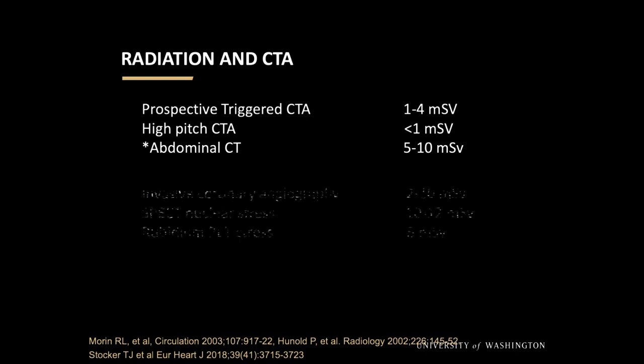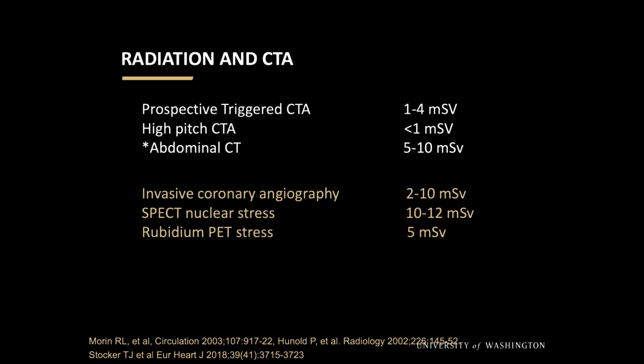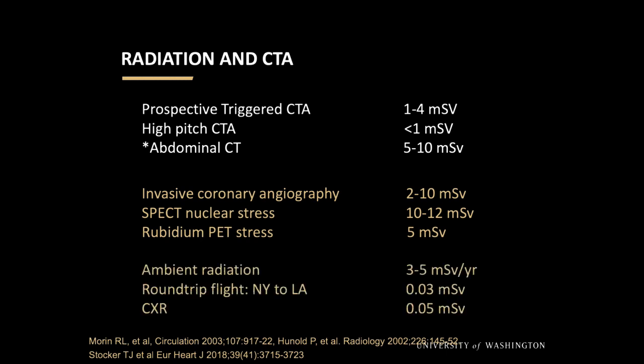And if we compare that to our standard nuclear imaging or other diagnostic tests, you can see with a SPECT nuclear stress, it's 10 to 12, and then rubidium PET is around 5. So I think some of the newer scanners with the newer protocols in terms of radiation compare favorably to what we currently have. And then you can see a general comparison to ambient radiation: someone walking around at sea level for a year has about the same radiation as a single CTA scan, and then a round trip flight and then a chest X-ray.